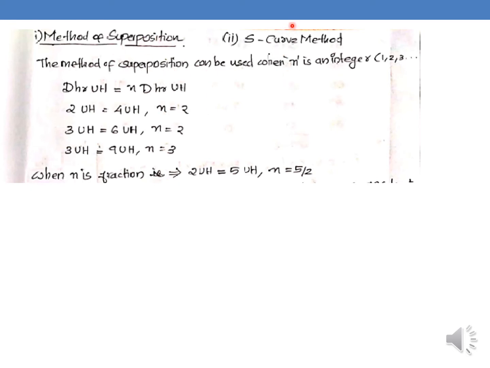If n value is a fraction, like if 2 hour hydrograph is given and if you are asked to convert that to 5 hour unit hydrograph, then 5 divided by 2 is a fraction and you can use S-curve method. Or in reverse, if 4 hour is given and you are asked to convert that to 2 hour, then 2 divided by 4 is 1 by 2, is again a fraction. So that is the concept of these two methods of superposition and S-curve method.